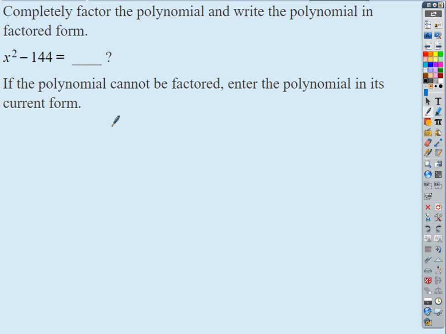I don't know how to explain the steps, I just know the answer. What's the answer going to be? x minus 12 times x plus 1. Good, okay. So now somebody fill in the blanks.